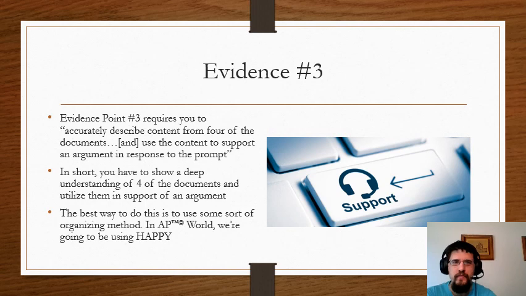Evidence point number 3 requires you to accurately describe content from 4 of the documents and use the content to support an argument in response to the prompt. In this case, this is where those HIPP aspects come into play; there are so many acronyms for it. You have to prove, I read and understood these documents and I'm using them to support an argument. I know there's some confusion over how to cite documents. That's at the end of this presentation. We're going to address that. Moving on.